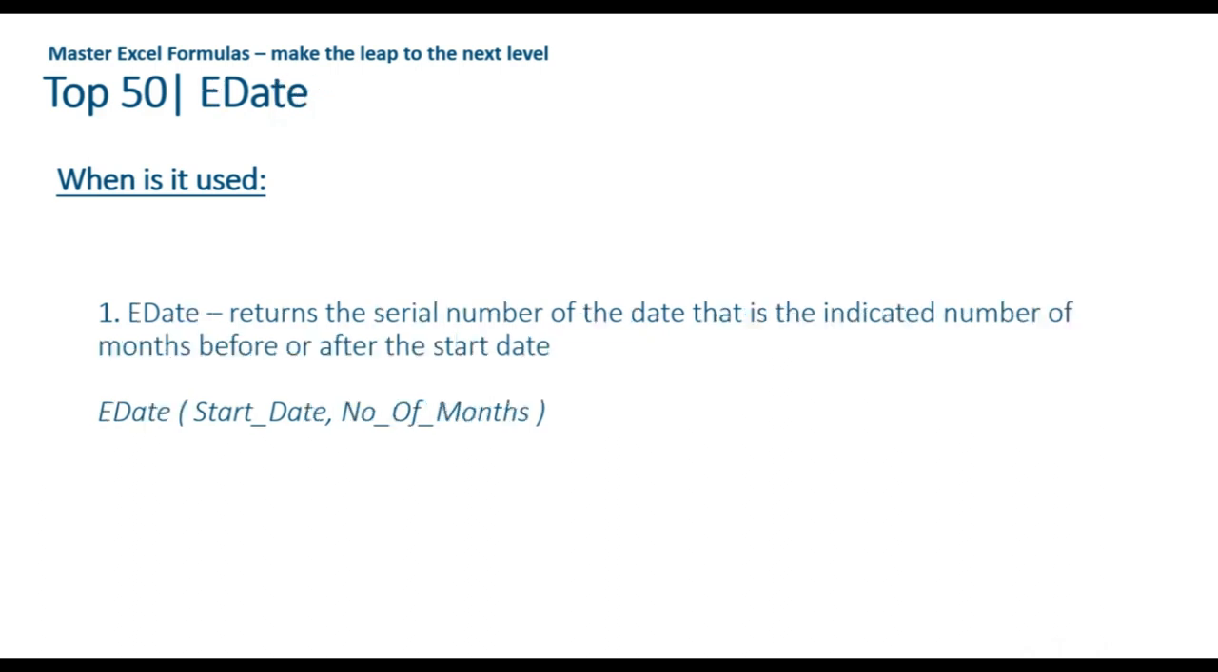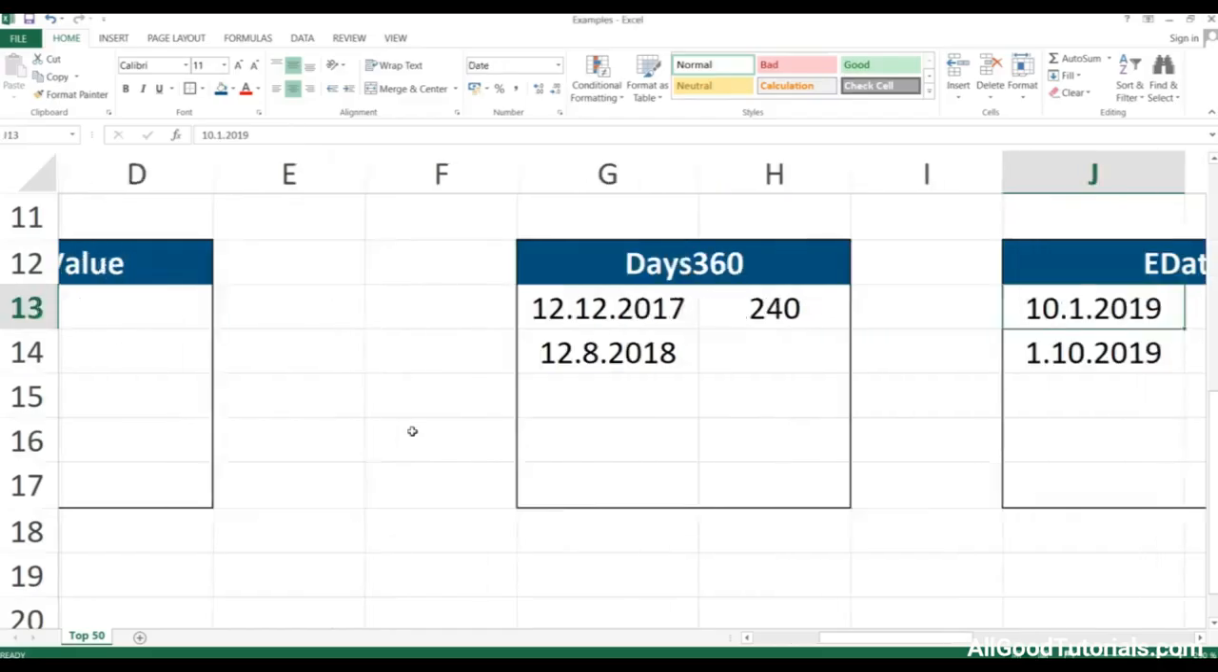We have eDate. eDate is a formula which returns the serial number of the date, that is the indicated number of months before or after the start date. What I mean by that, I'm going to show you now, but before that, the structure is, first of all, we need to have a start date and then the number of months. Let me show you what I mean by that.